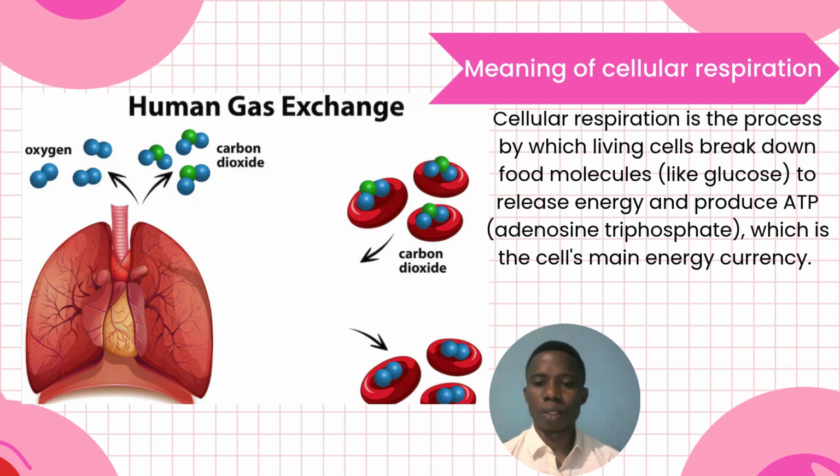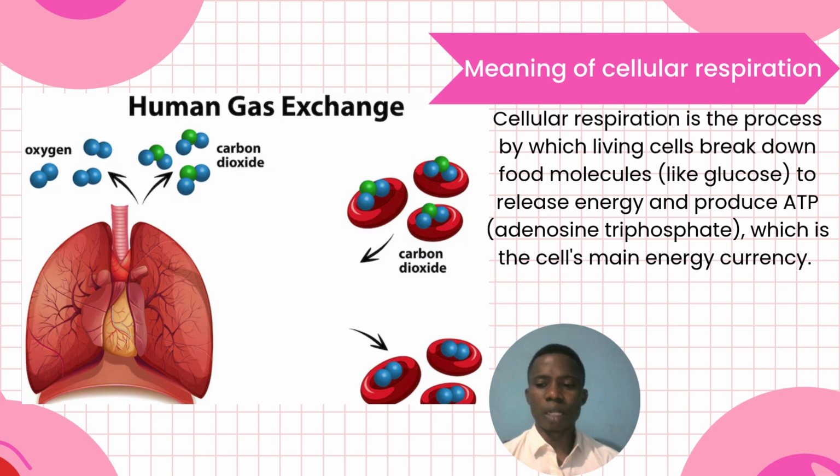As you can see in the picture, this is the human gas exchange. Now, in the lungs, on the left side of the image, when we breathe in, oxygen from the air goes into the lungs. This oxygen then moves from the lungs into our bloodstream. At the same time, carbon dioxide, which is a waste gas from our body, moves from our bloodstream into the lungs to be breathed out.